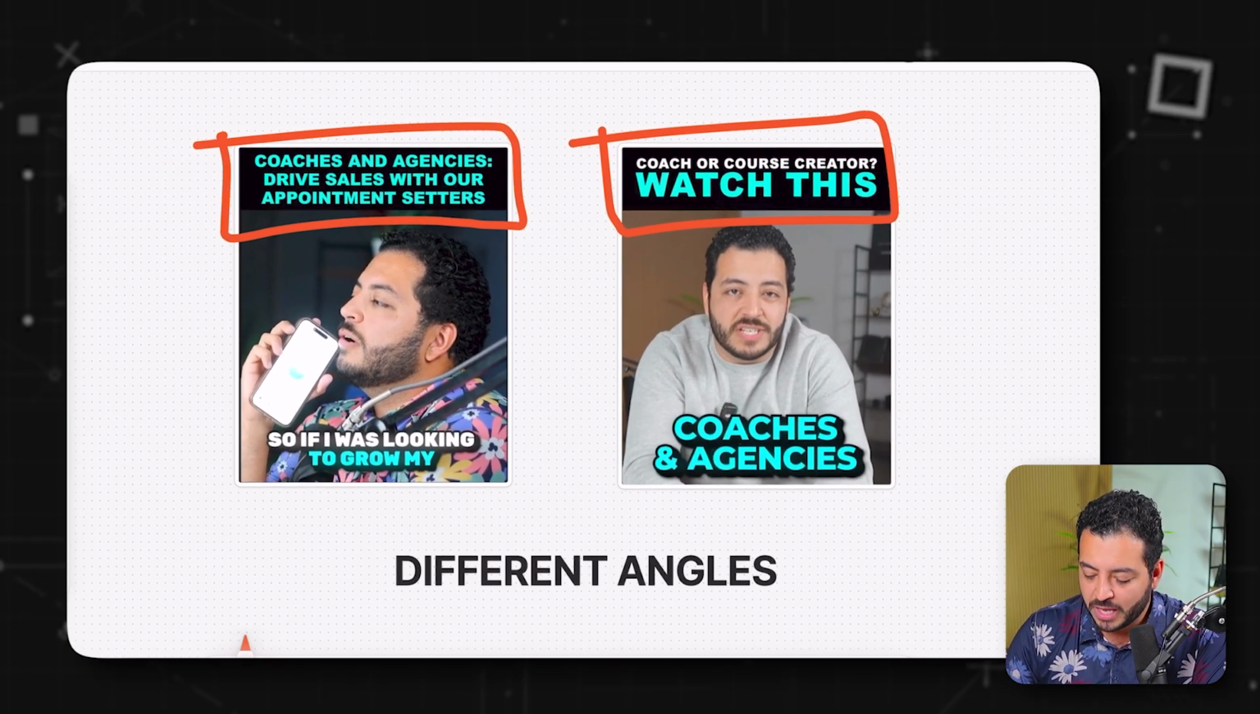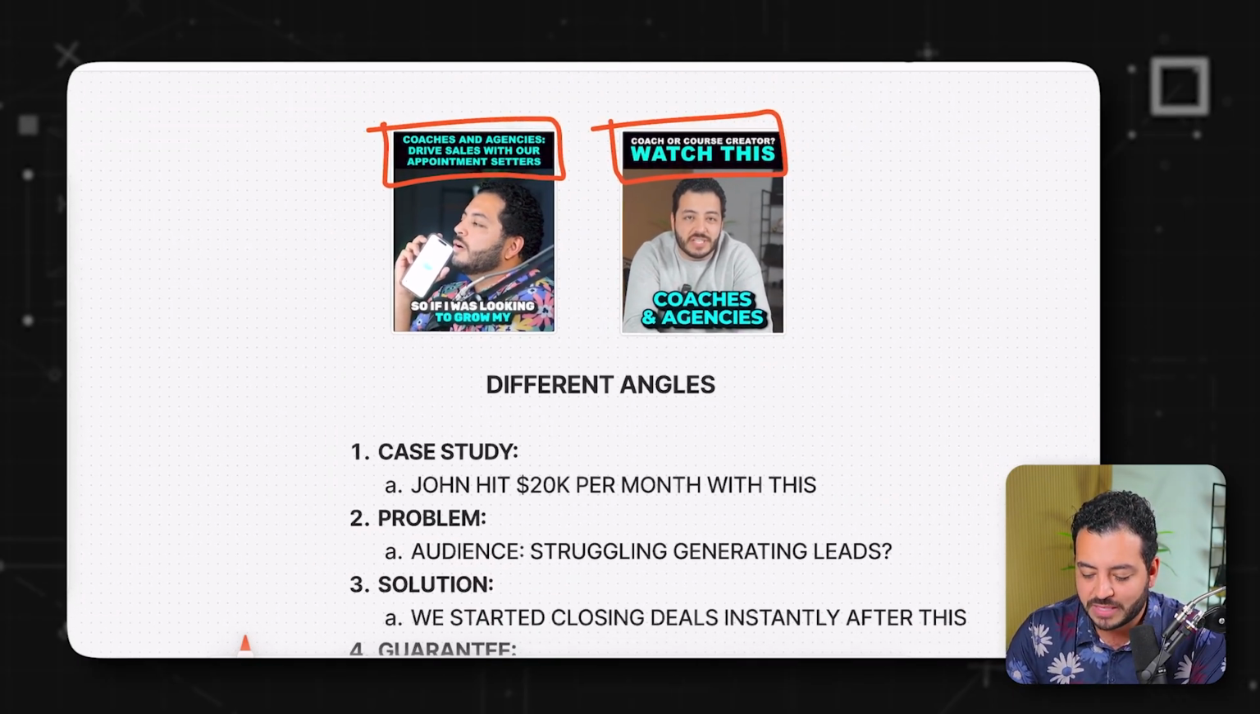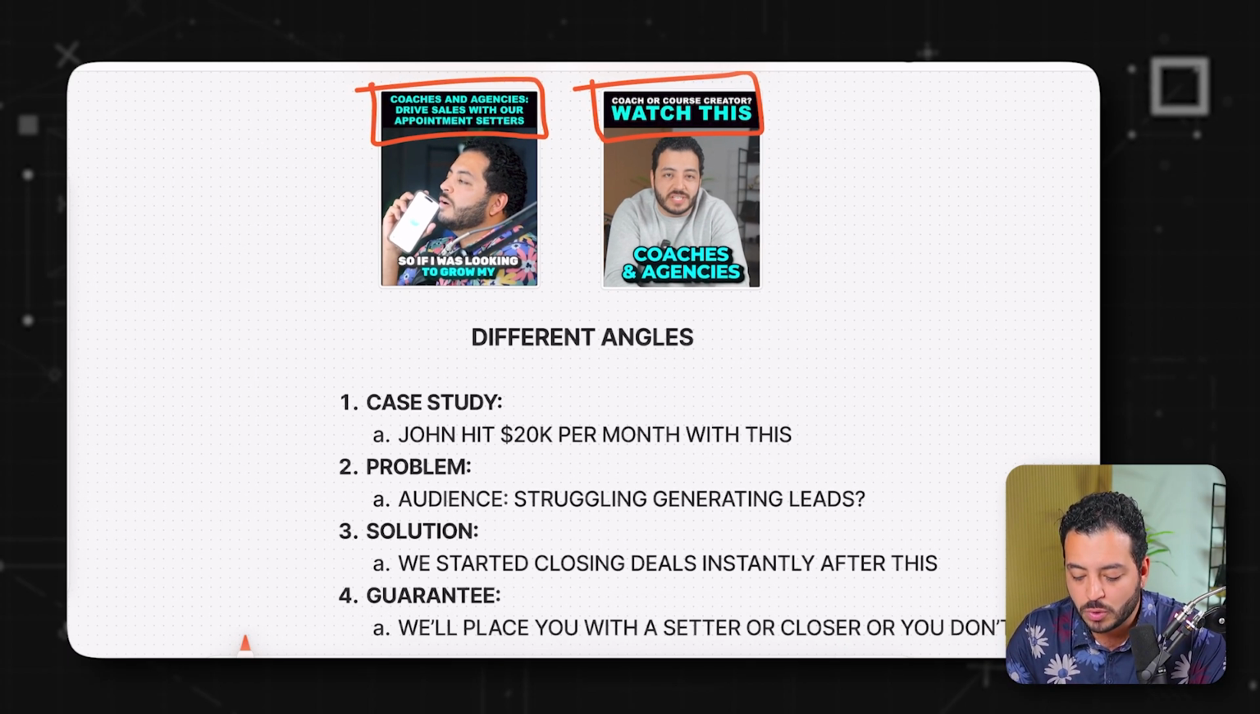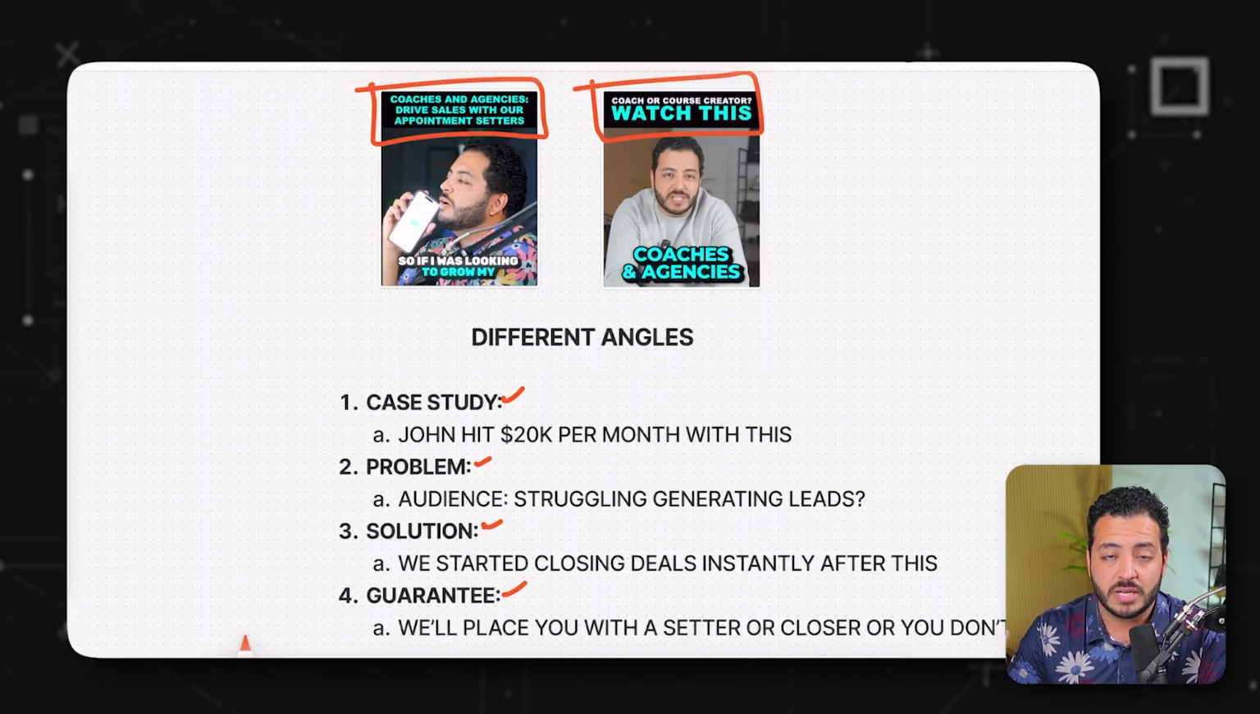So for example, I'm going to give you guys a couple different angles. You might be saying, Aaron, what do I put at the banner text? Well, here's a couple examples. You can do either a case study angle, a problem angle, a solution angle, or a guarantee. Now, one of the next videos that we're going to produce is going to be around how to turn one ad into 50 different ads.